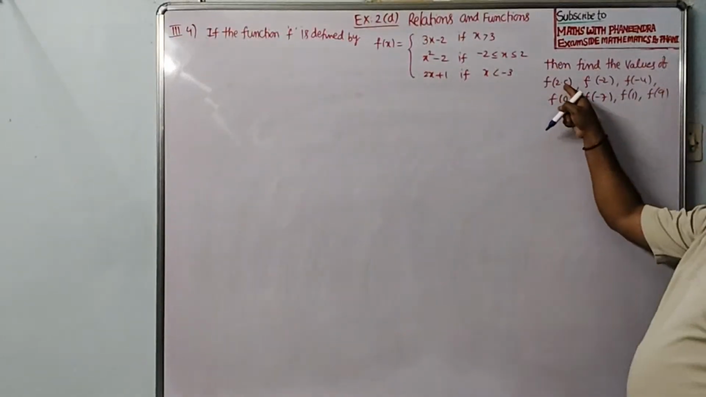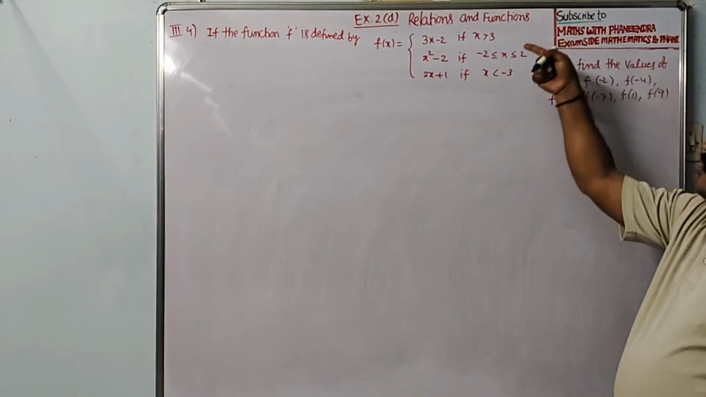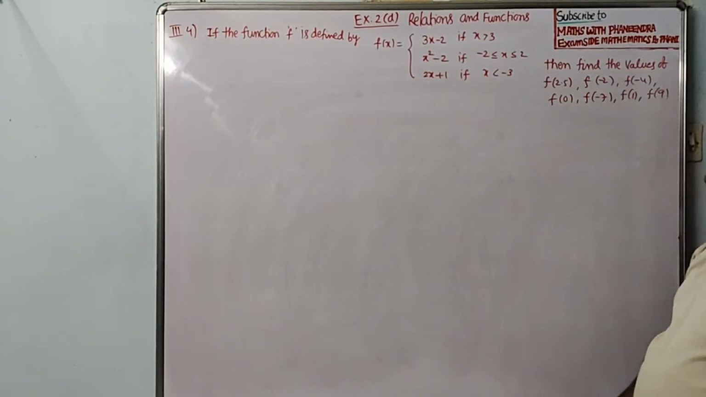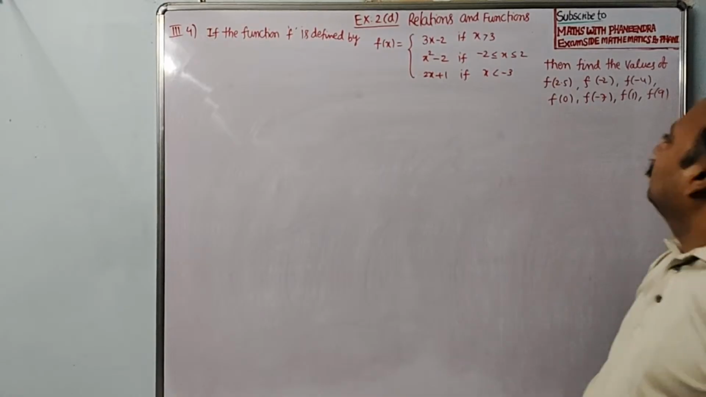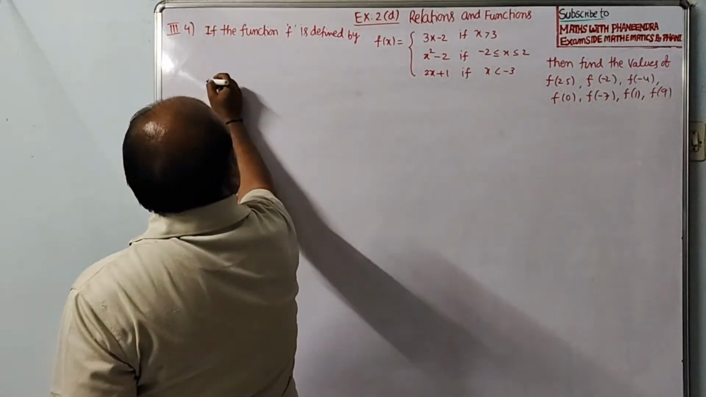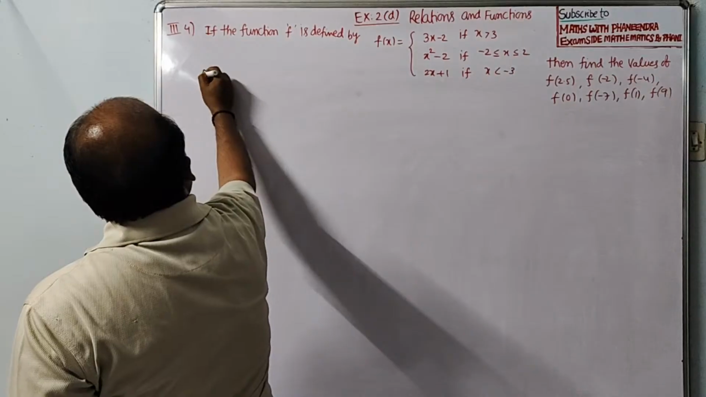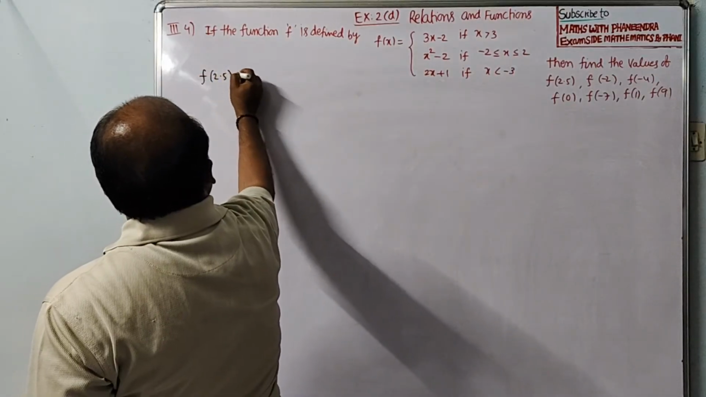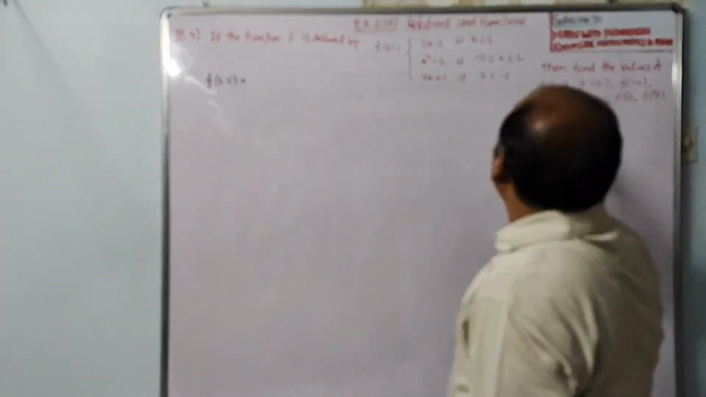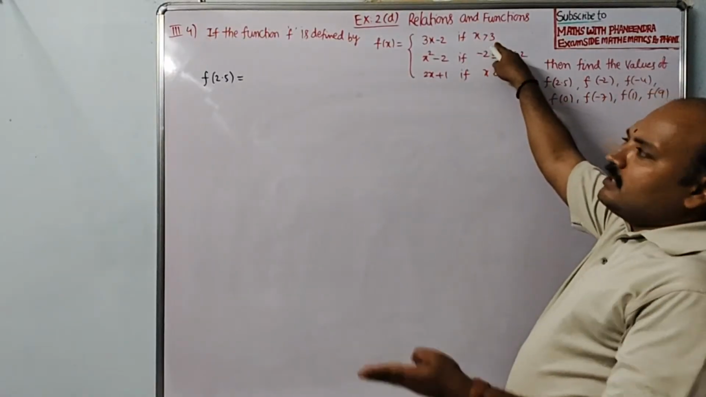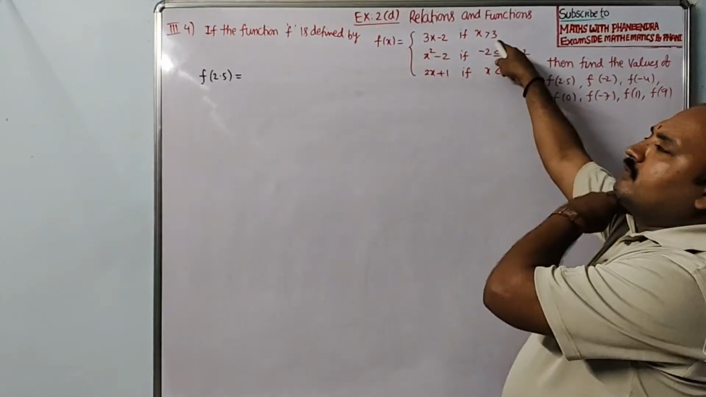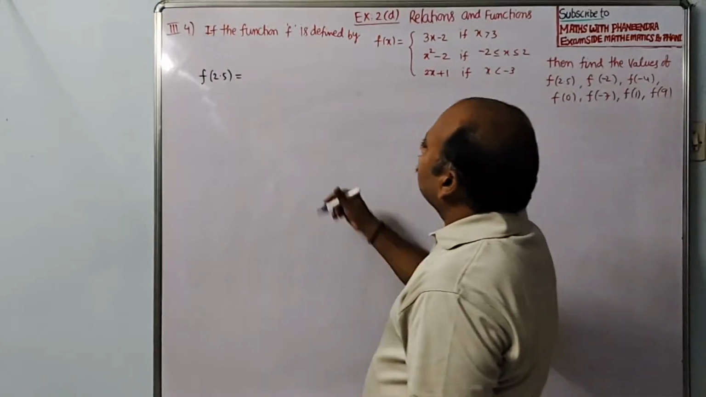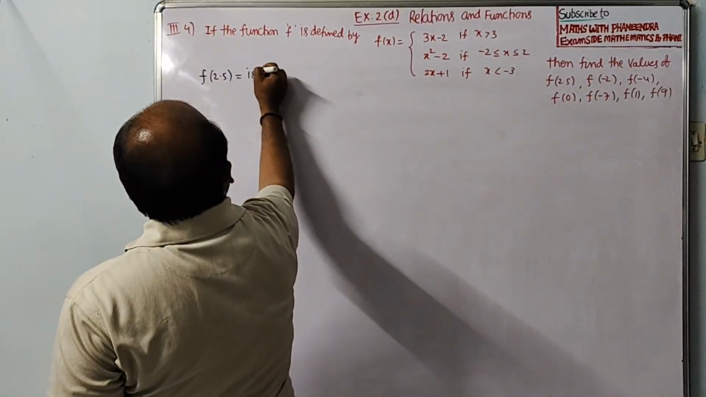First one, f of 2.5. 5 by 2 is not there in this. See here, x is greater than 3 means it is 3; 2.5 is not greater than 3, so it is not defined.